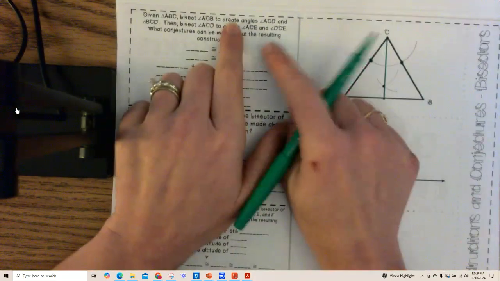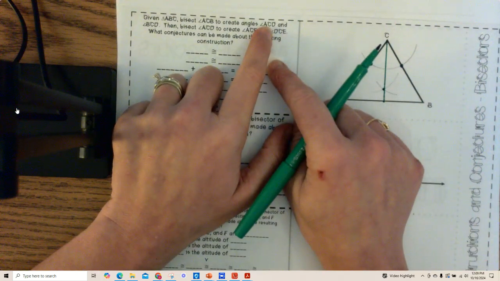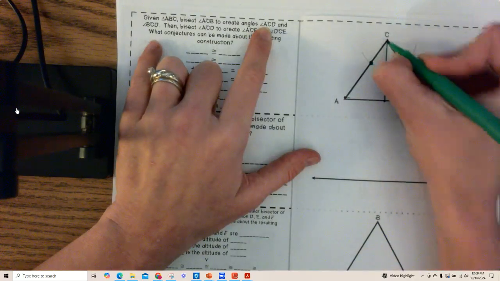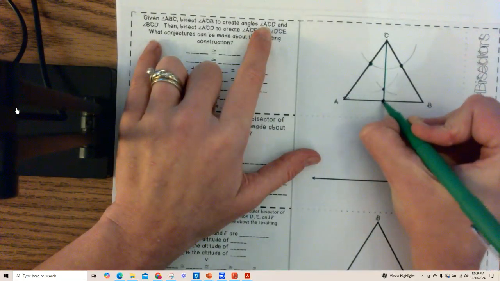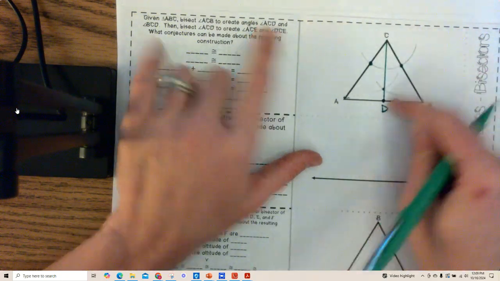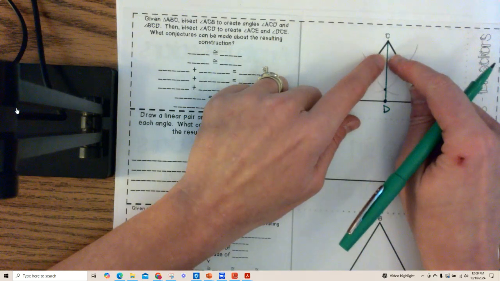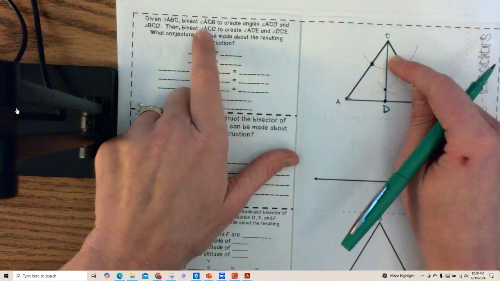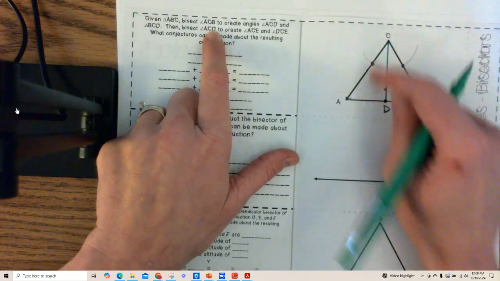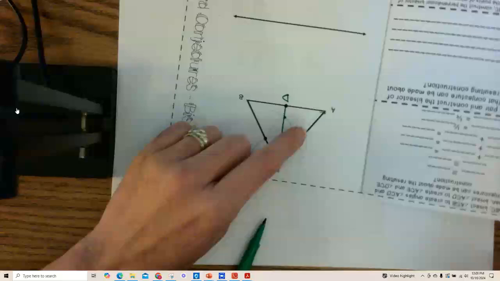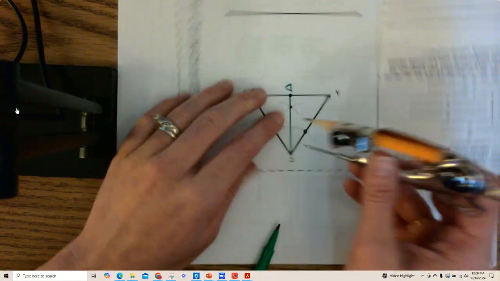All right, so we bisected it to create two more angles, ACD and BCD. So AC, that means this point right here is D. And then BCD, those are the two angles that I created in there. These two little openings. Then we're going to bisect ACD. So this little half piece that we made, we're going to bisect that little half piece now. So it's this one that we're doing right here.